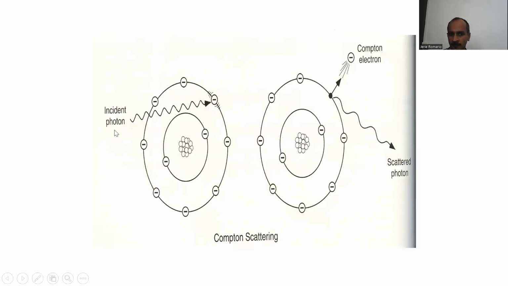And here the incident photon comes and hits the outer shell electron. The outer shell electron goes out as a negative ion. And the rest of the energy travels in a different direction as a scattered photon. And the atom becomes positive.